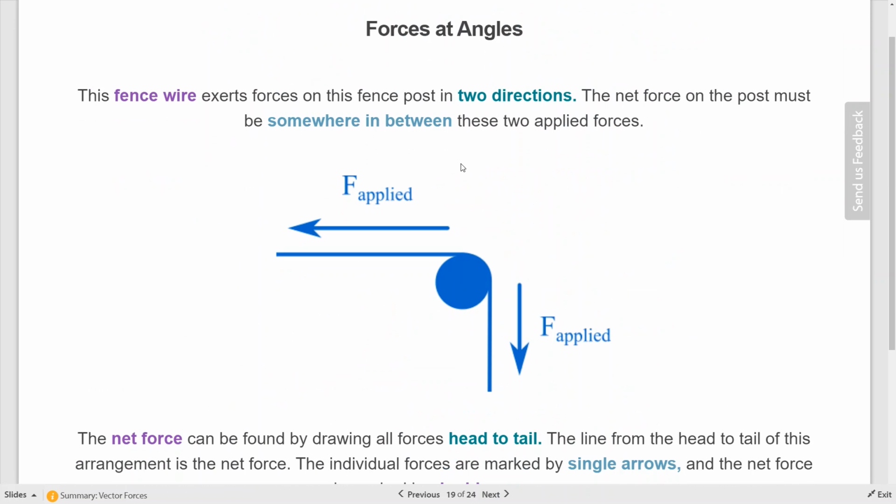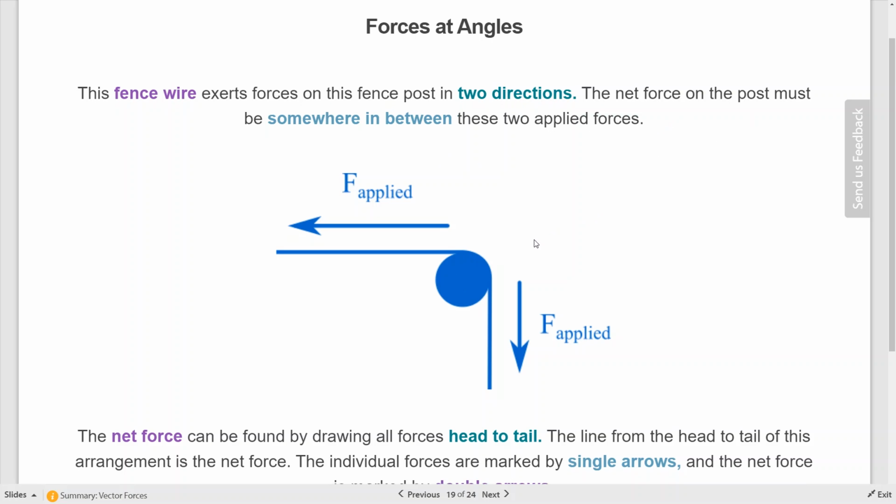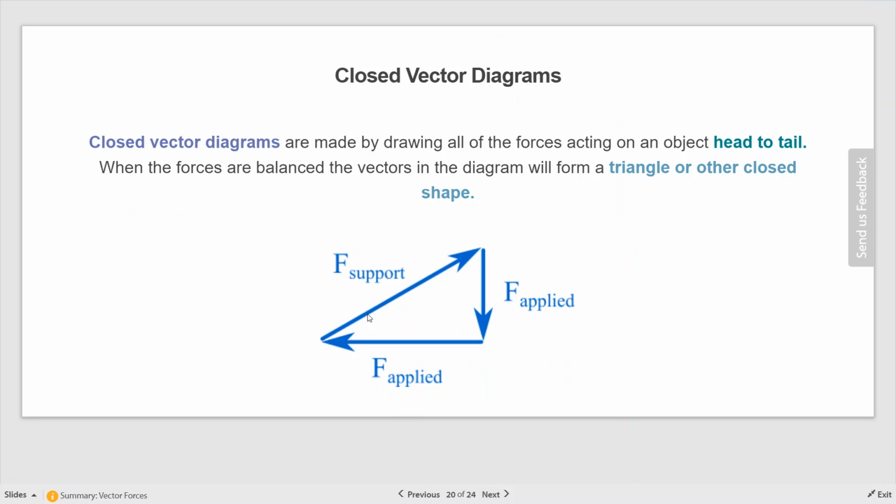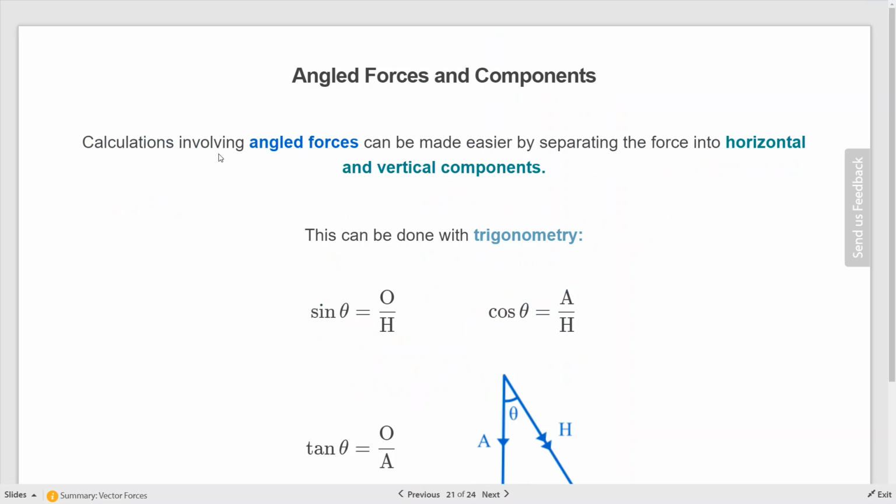So just to round things off, the wire fence exerts the force in two directions like this. So the net force must be equal and opposite to this one here. So that one there, the resultant force we worked out before, has got double arrows associated with it. We've got a closed vector diagram there. This is the summary, by the way.